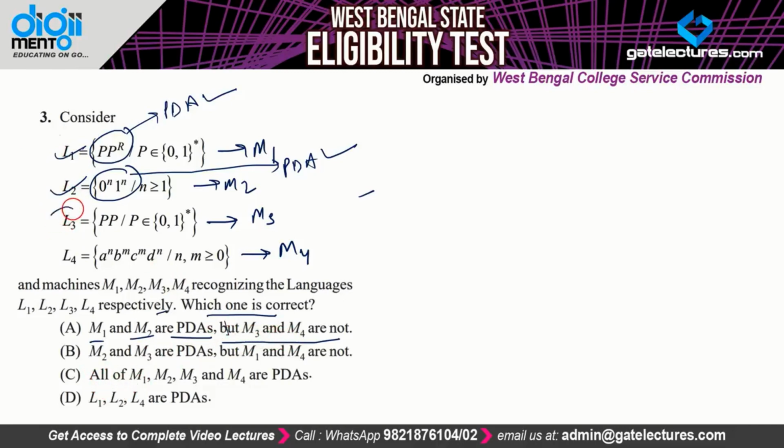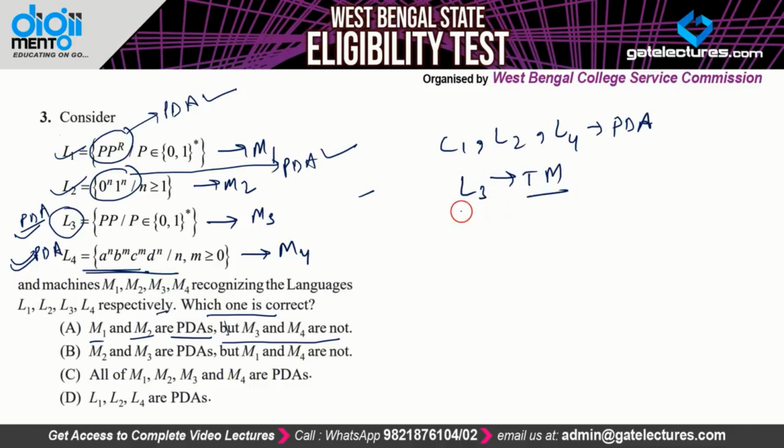Now in case of L3 we cannot create a push down automata, so this is correct. But for L4, we can make a push down automata, right? So for L4 language, we can make a push down automata. So for L1, L2 and L4 push down automata exist, and for the language L3 a Turing machine exists. For language L3 we do not have a push down automata. We cannot create a push down automata for the language L3.